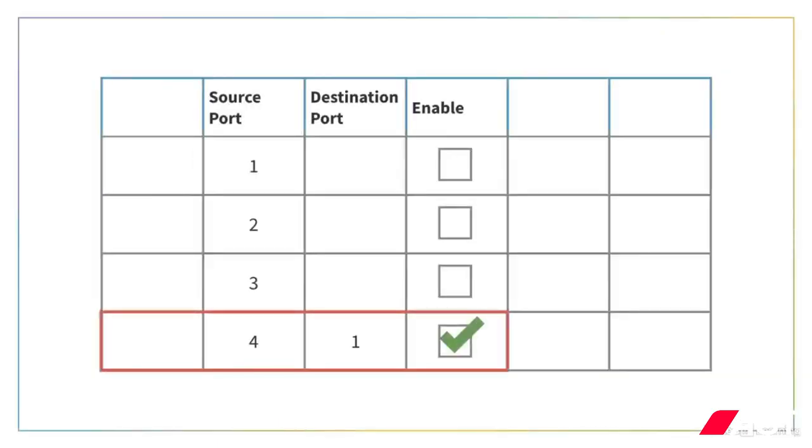Enabling port mirroring is as simple as making a few clicks. This table shows that the destination port 1 mirrors the source port 4 network traffic.